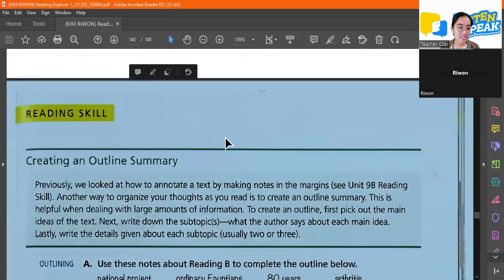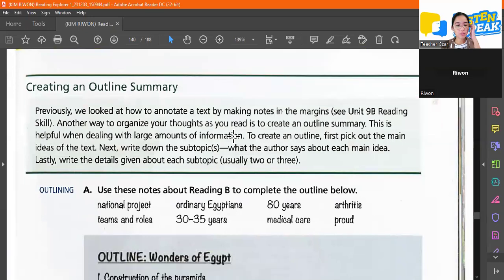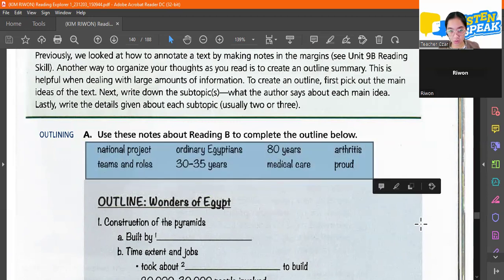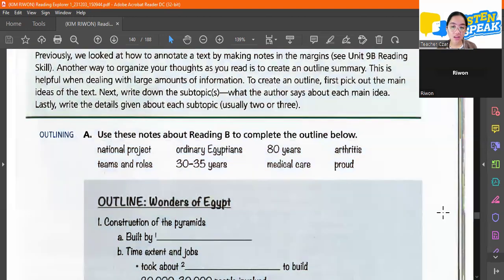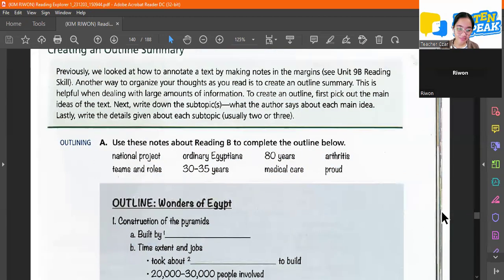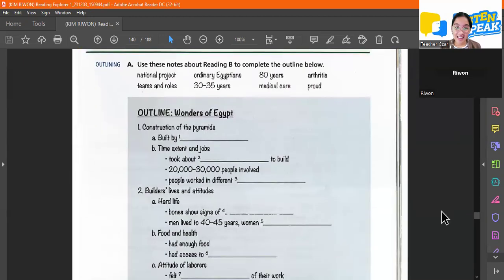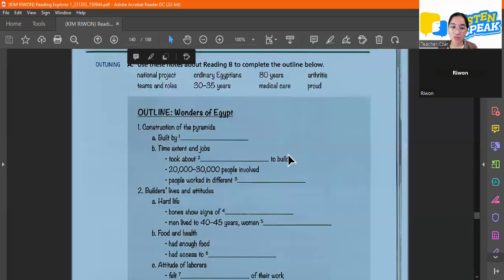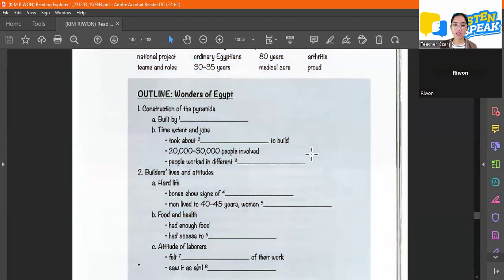So let's have the reading skill. In this one, we will be having the outlining. So we need to use these notes about the reading to complete the outline below. So you have the national project, ordinary Egyptians, 80 years, and so on. Ready? You will use those notes above to complete the outline here about the wonders of Egypt. Okay, let's try number 1.